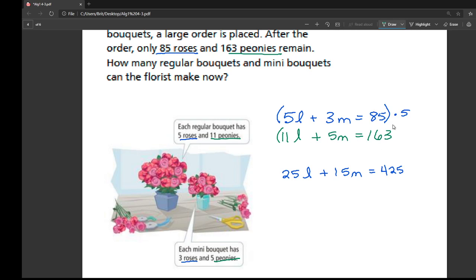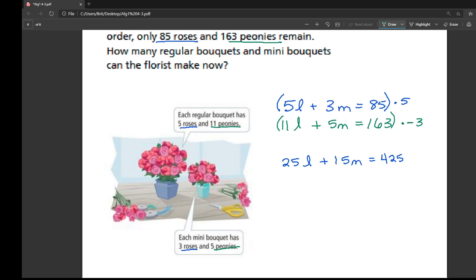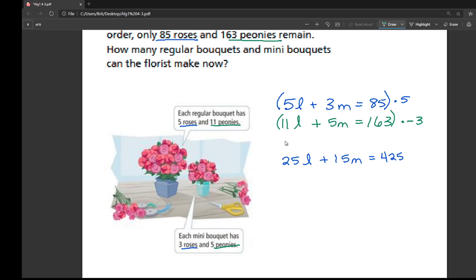Now for this green one, I'm going to be multiplying by a 3 for sure to get the matching 15. And then to get the signs to be opposite, I'm going to make it a negative 3. So 11 times negative 3 is negative 33L. 5 times negative 3 is negative 15M. And then 163 times negative 3 is negative 489.